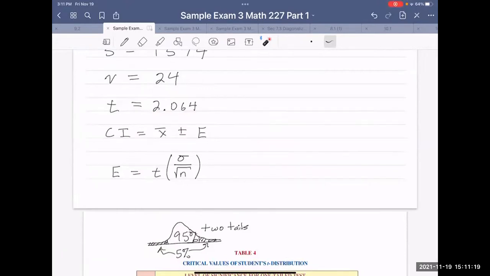So my confidence interval is the sample mean plus or minus my error, which is the t critical value times the standard deviation for the sampling distribution of all possible sample means. Since we're assuming an infinite population, that is just the population standard deviation divided by the square root of the sample size.